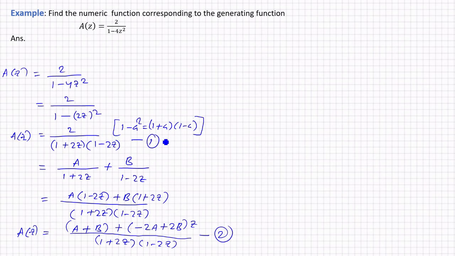Now compare these two equations. We will get a plus b is equal to 2, which is a constant, and there is no coefficient of z. So this is minus 2a plus 2b is equal to 0. So a plus b is equal to 2, it is not 0, it is equal to 2 because it's a constant. This is one equation we got. Minus 2a plus 2b is equal to 0. Now let us solve these two equations.